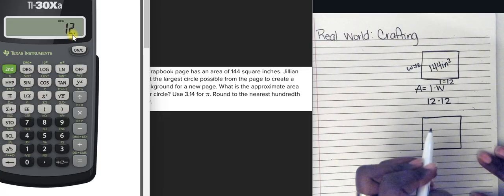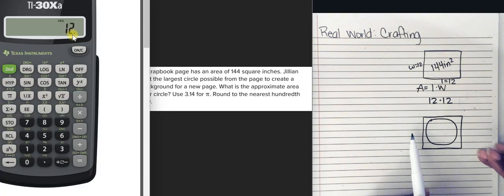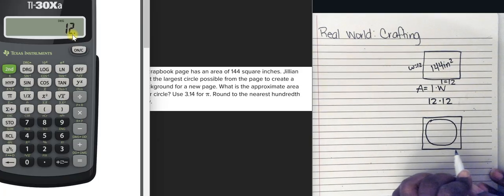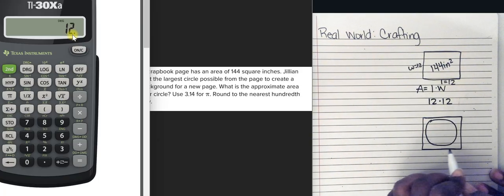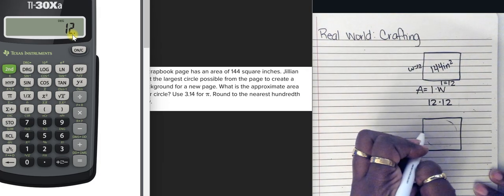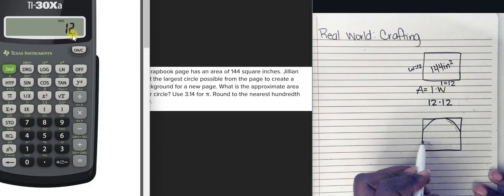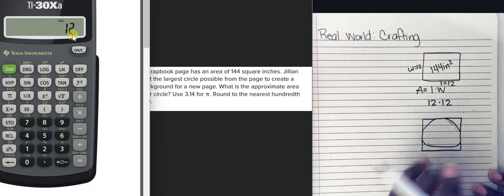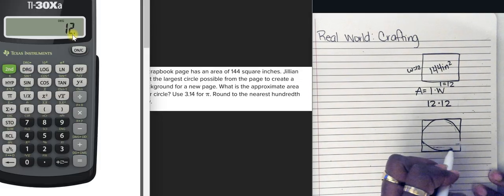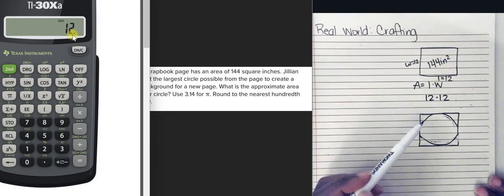Now, what we're trying to do is fit a circle on here, the largest size circle that we can fit on here without going off of the page. So what we're trying to figure out is we know that the diameter would be 12. That's as far as we can go as far as the length. Maybe I should make it like this because I wanted to touch all of the sides. All right, so notice now that our circle is touching. No, it's not the best circle, but it's touching all the sides.